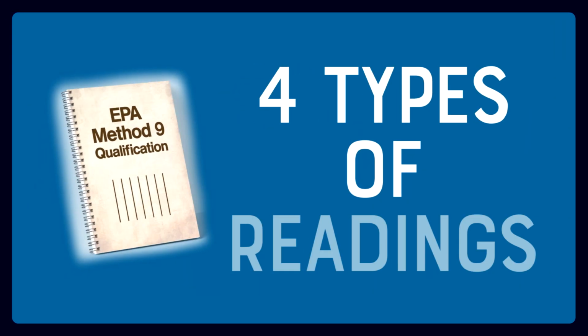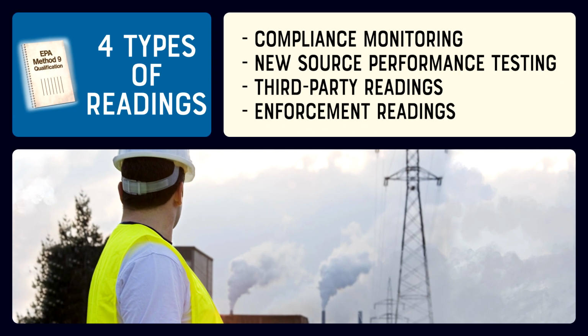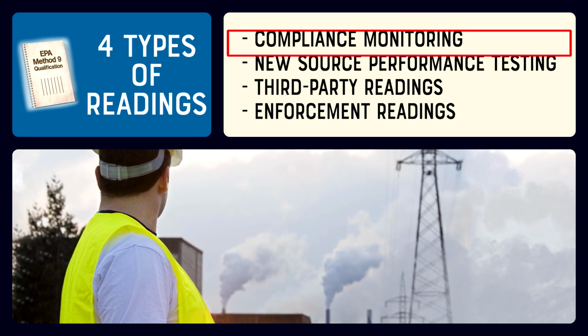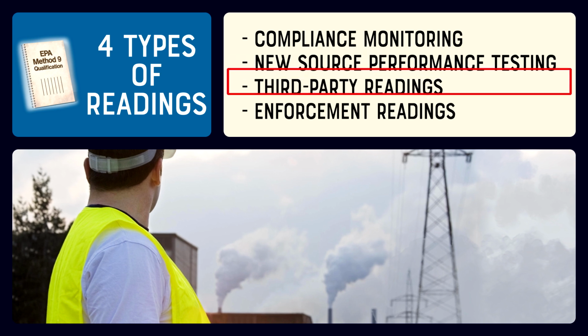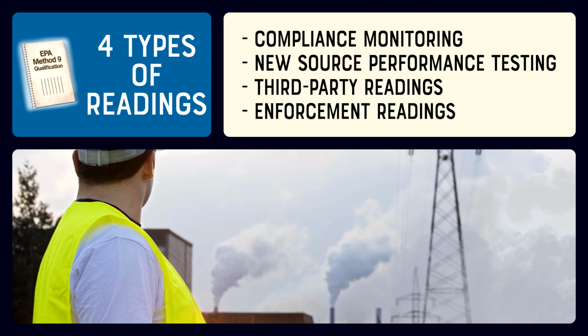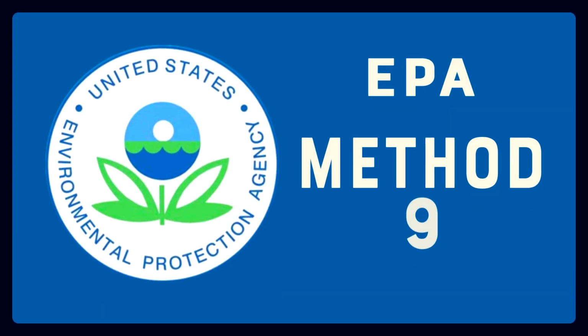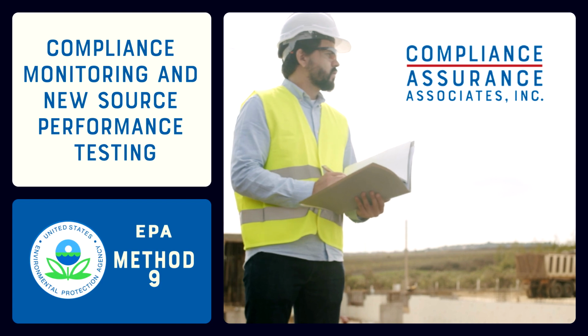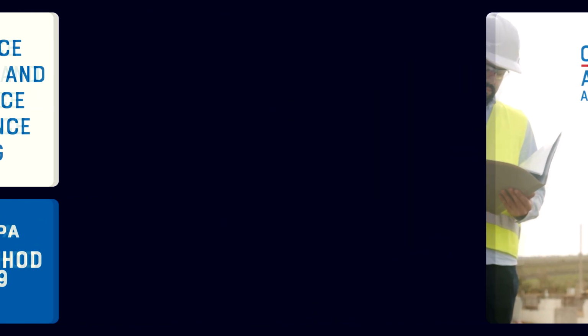There are 4 types of readings that use the Method 9 Visible Emission Observation form. They include compliance monitoring, new source performance testing, third-party readings, and enforcement readings. In this video series, we will focus on Method 9 compliance monitoring and new source performance testing, as well as what to expect in the enforcement documentation.